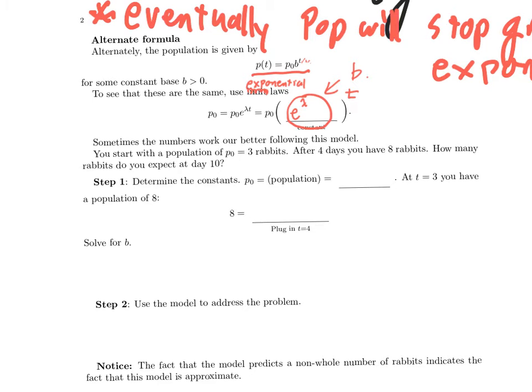So step 1, determine all the constants. The initial population is 3 rabbits. At time equals 4, there's a population of 8 rabbits. So that means 8 is equal to, I have a formula to use, this formula. 8 is equal to the initial population times the unknown base b raised to the t, which is 4.